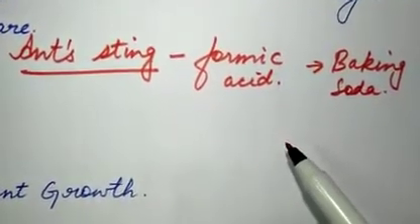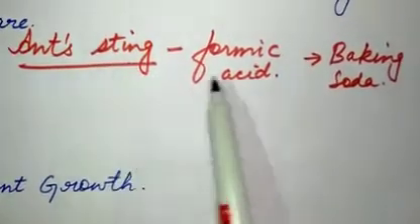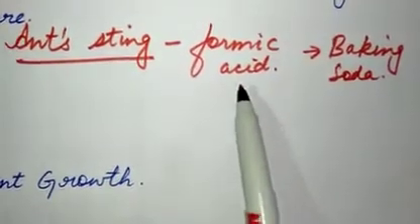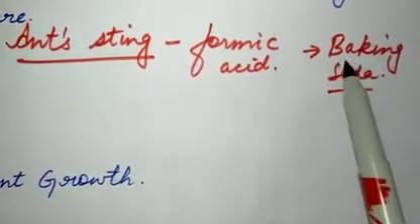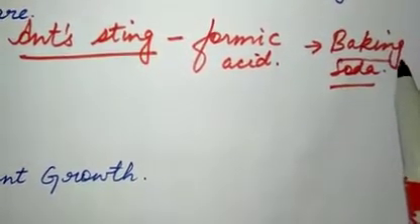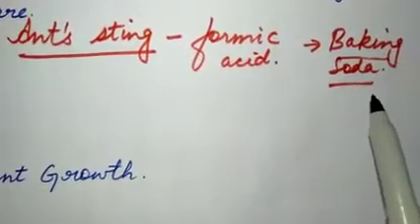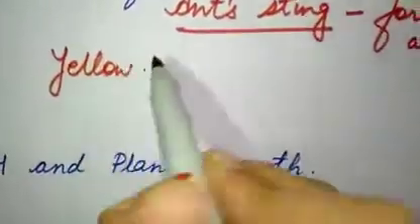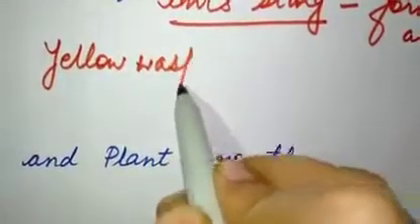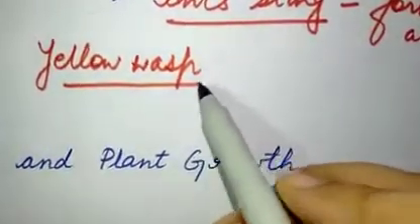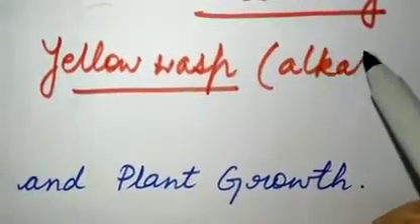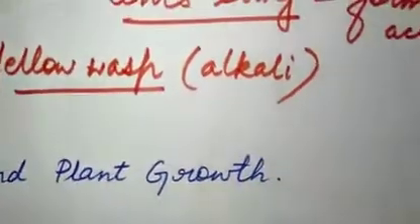Most of the insects, their bites or their stings are acidic in nature, and baking soda solution or any other mild base solution will help you out. But there is the yellow wasp, and this is almost an exception, that its bite is alkaline in nature. Okay, this is not acidic, it is alkaline in nature.